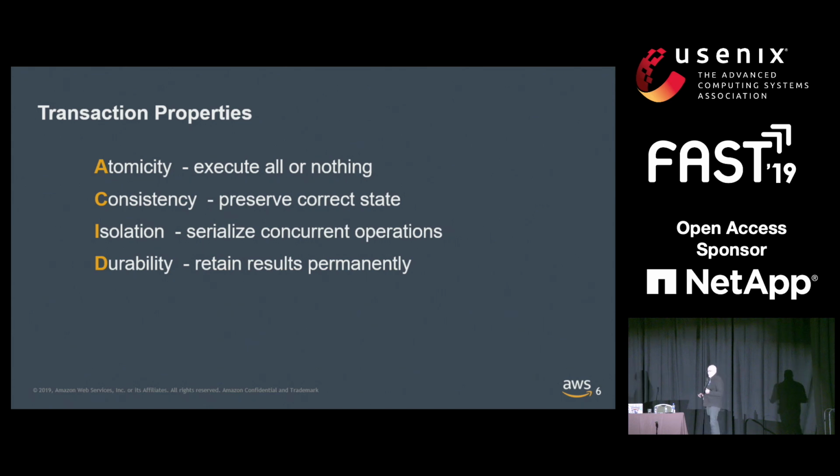Isolation says that if you have 2 concurrent transactions executing, they appear to execute in some order. That's known also as serializability. And finally, durability says that if your transactions update data, which they invariably do, then those updates are persistent and permanent.